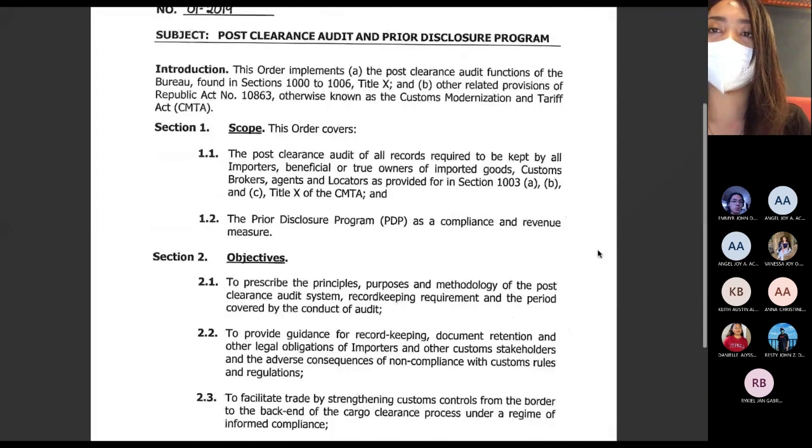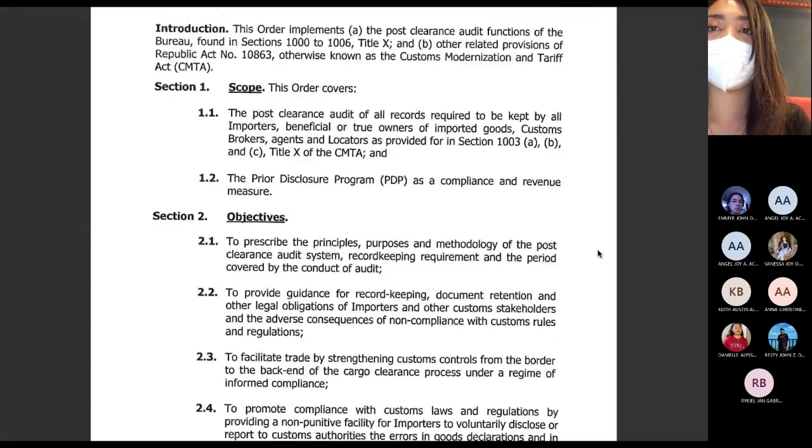Section 1. Scope. This order covers the post-clearance audit of all records required to be kept by all importers, beneficial or true owners of imported goods, customs brokers, agents, and locators as provided in Section 1003 (a), (b), and (c), Title 10 of the CMTA, and the Prior Disclosure Program as a compliance and revenue measure.